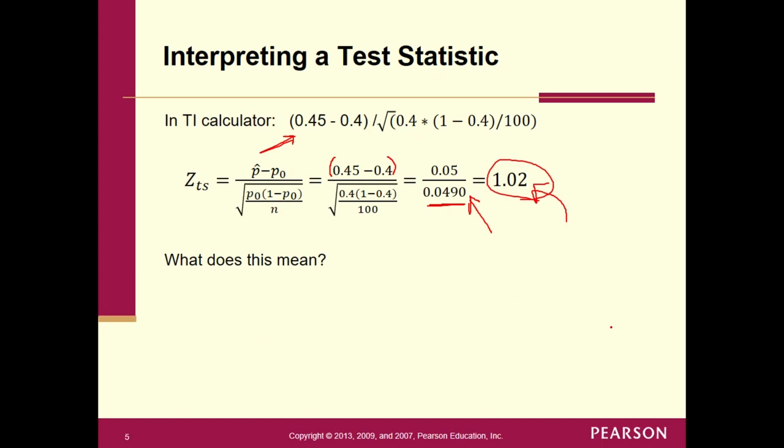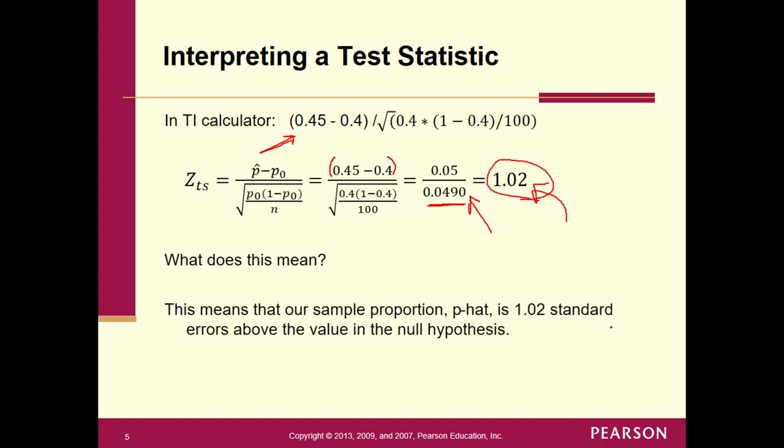So what exactly does this mean? What this means is that our sample proportion p hat was 1.02 standard errors above, because it's a positive, the value in the null hypothesis. So our p hat was just over one standard error away from the value in the null. And we've got to figure out how rare an event that was, and that's the probability value, the p-value.